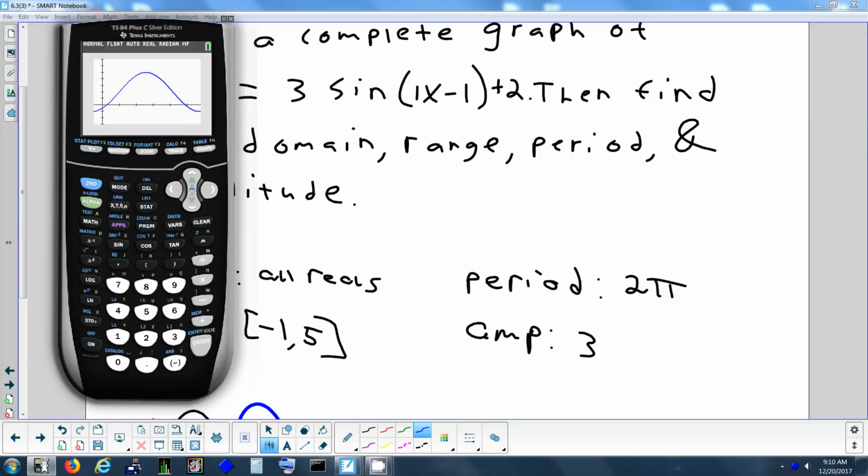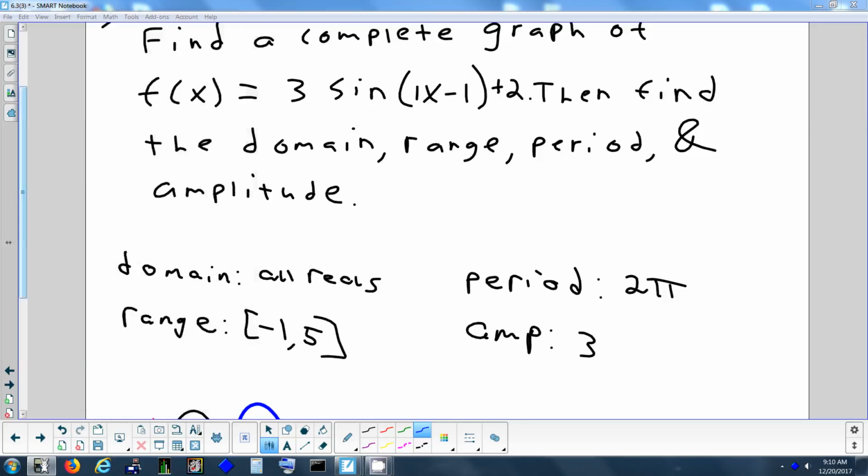As long as you have a window where, when you subtract your min and max and find the difference between them, it has to be 6.28 units for this graph. And that is. Yep. So any questions on finding a complete graph there, or domain, range, period, asymptotes? No asymptotes, sorry, that'll be tomorrow. Just domain, range, period, amplitude.